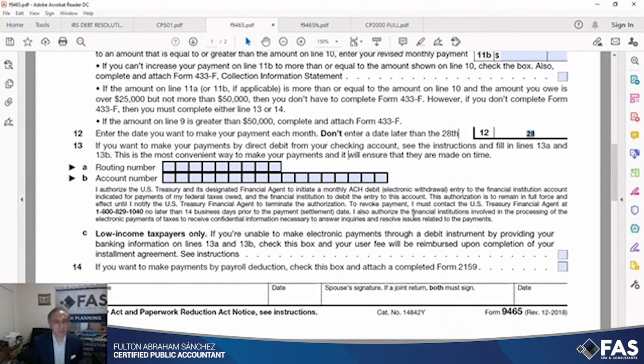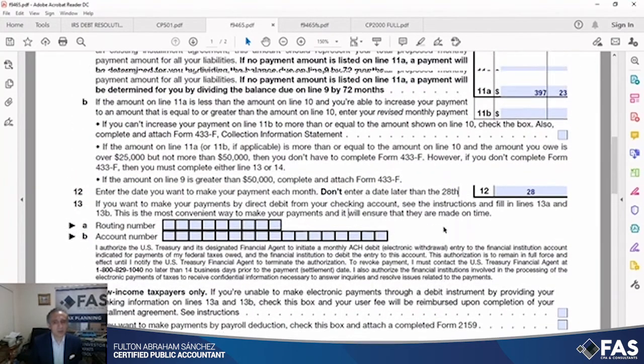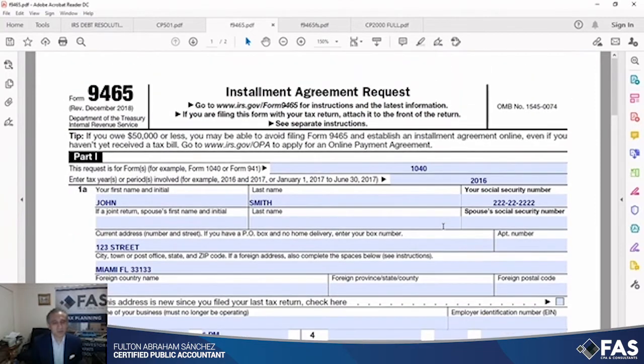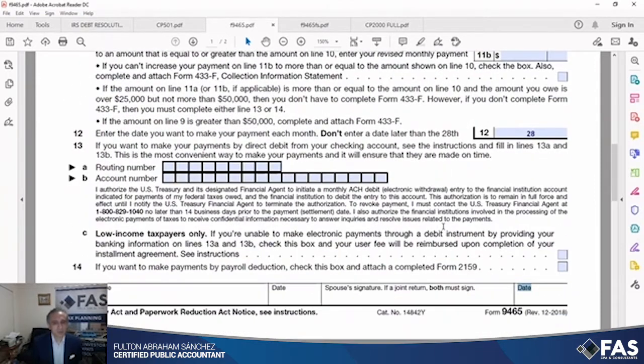And later, on the form, this needs to be signed and dated. If this is a married filing jointly return, your spouse also needs to sign and date it. The cost. What is the cost of doing this? This is it. This is all you need for an installment agreement.